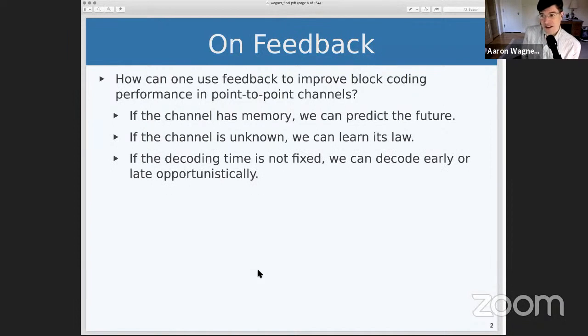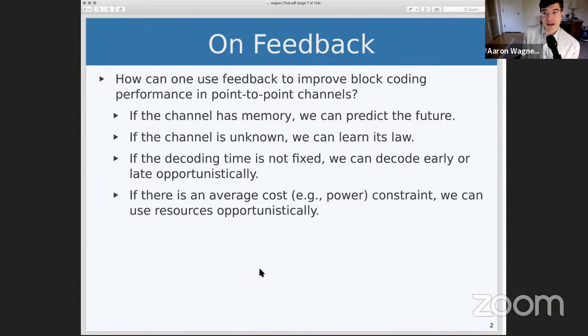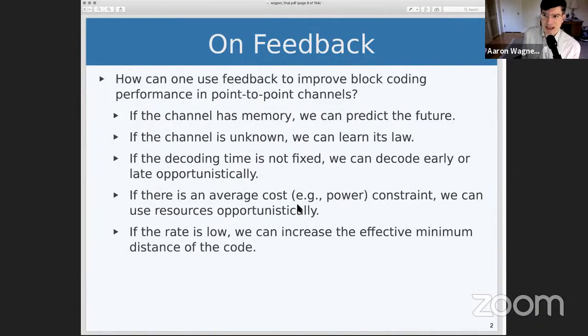If the coding time is not fixed, like you have some flexibility in when you decode, then you can decode early or later opportunistically, depending on the channel realization, and you can get gains there. Likewise, if you have some average cost constraint, like a power constraint, you can use power opportunistically. So kind of steal power from the good realizations and then deploy it on the bad realizations, and you get a net gain from that. And then, more technically, in the low rate regime, you can get an effective minimum distance increase using feedback, and that gives you a performance gain as well.